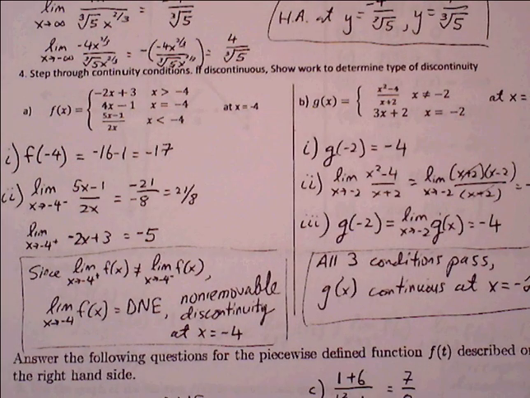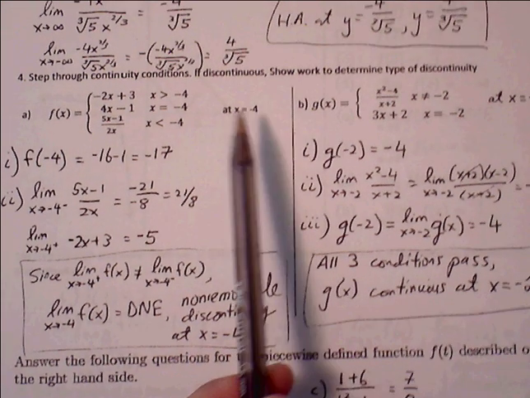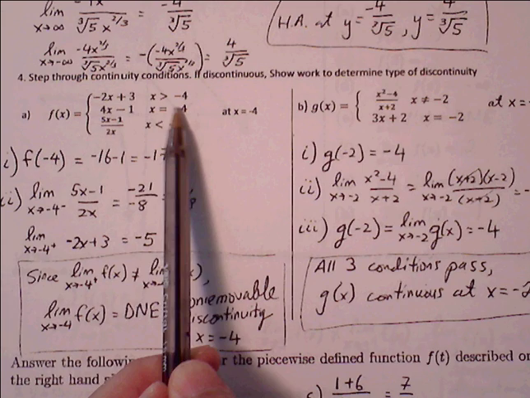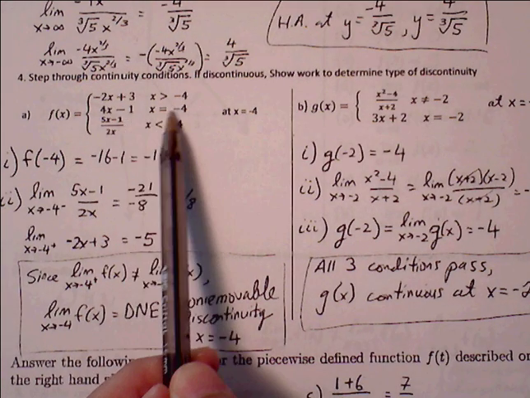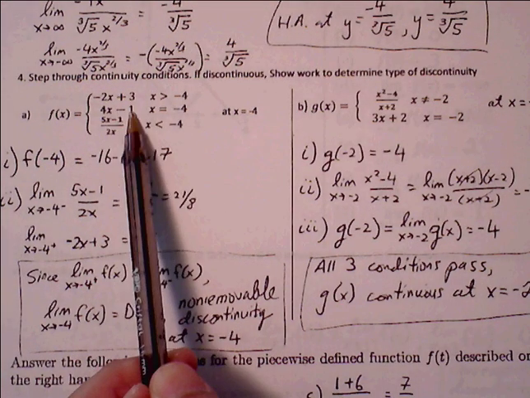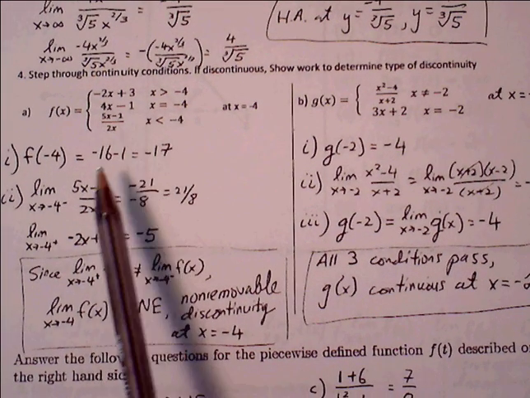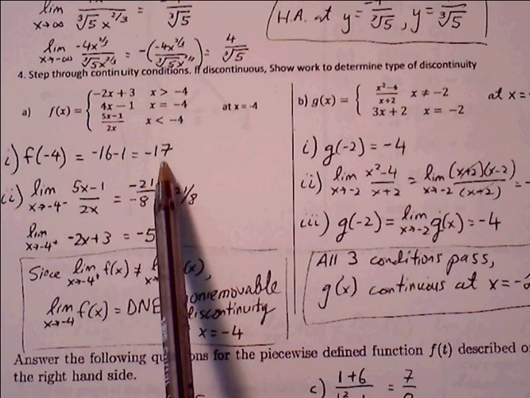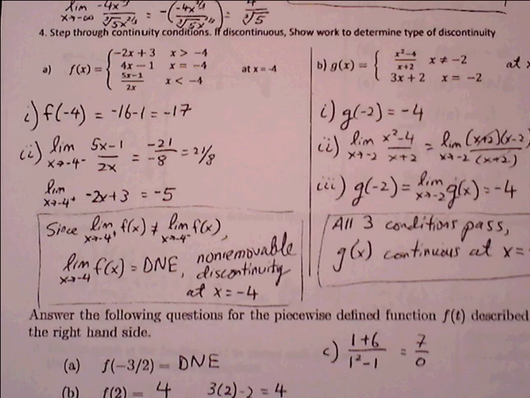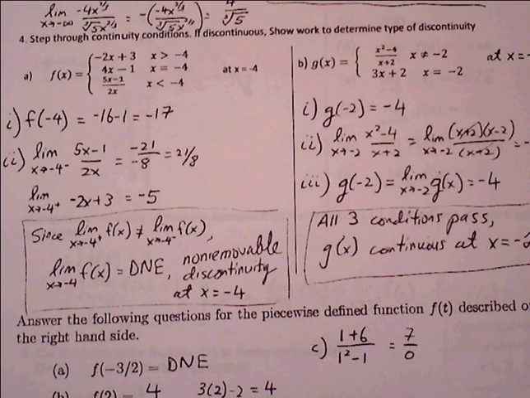So let's just step through our continuity conditions. First is, does the ordered pair exist at negative 4? So at negative 4, the graph exists with the middle equation here. So plug negative 4 into the function. So 4 times 4 minus 1. Sorry, 4 times negative 4 minus 1. So negative 16 minus 1 is negative 17. So we know the ordered pair on the graph at negative 4 is negative 17.